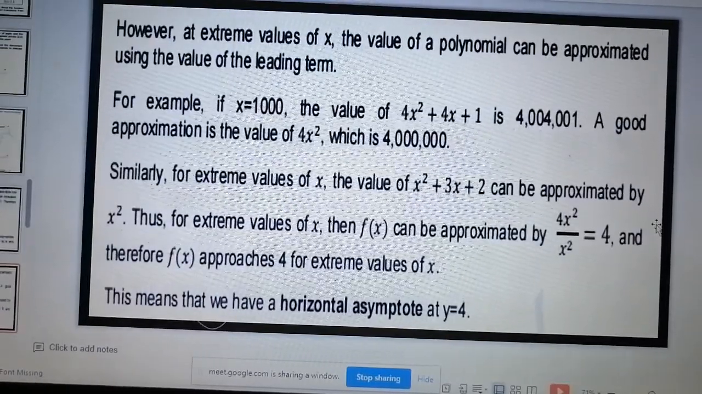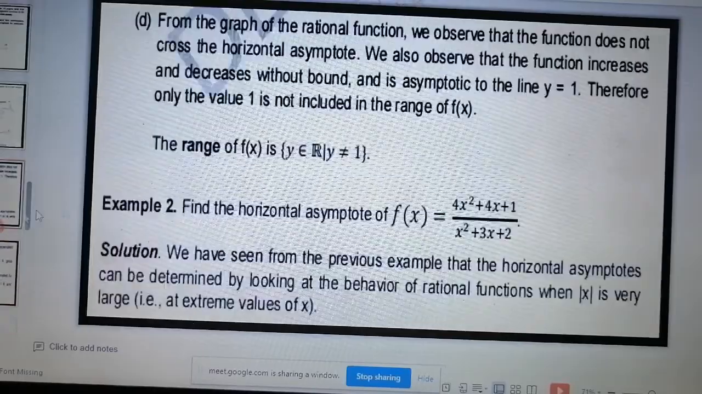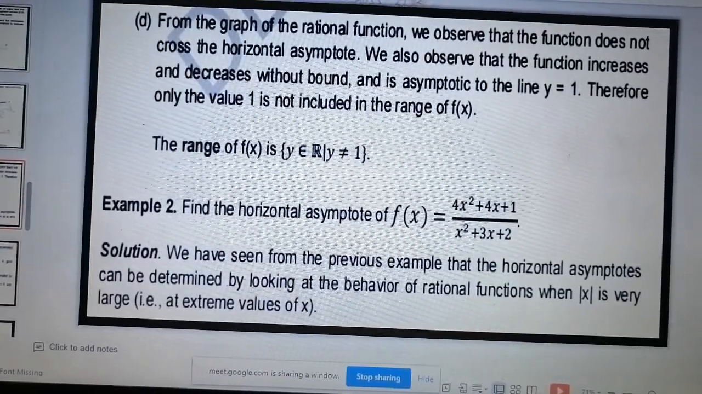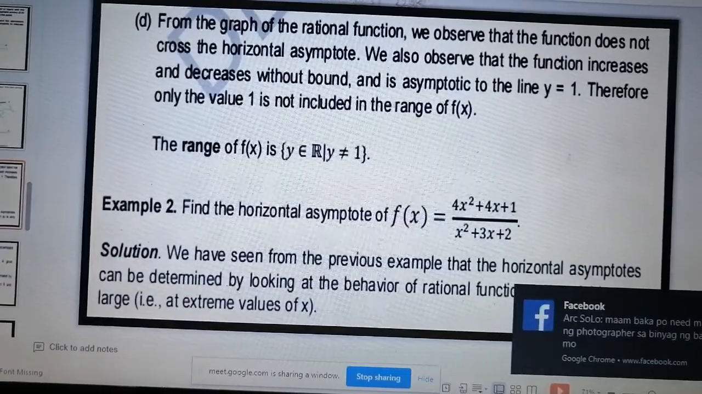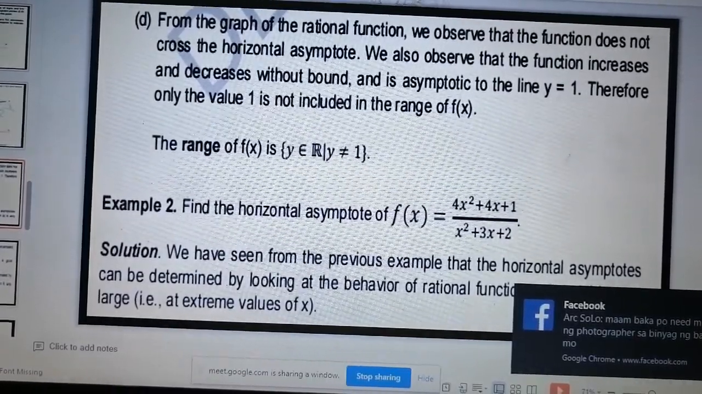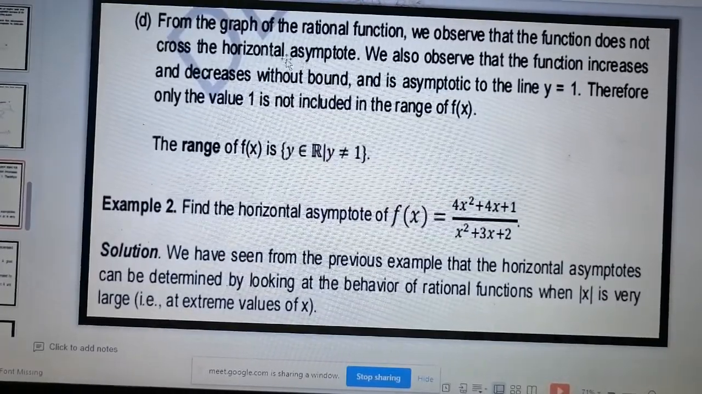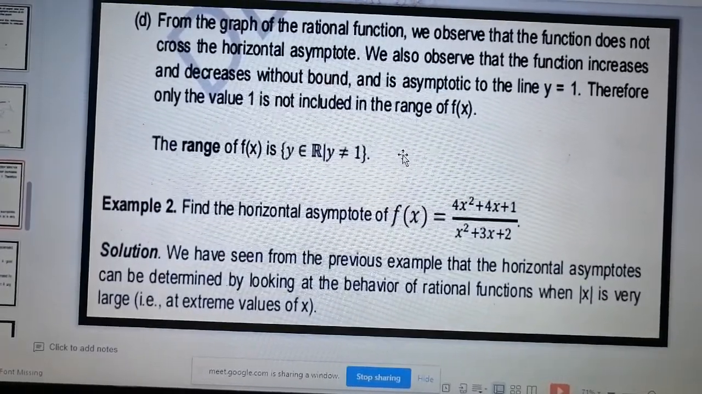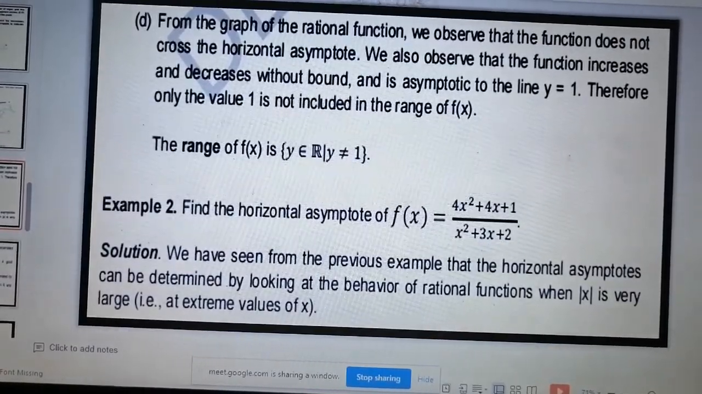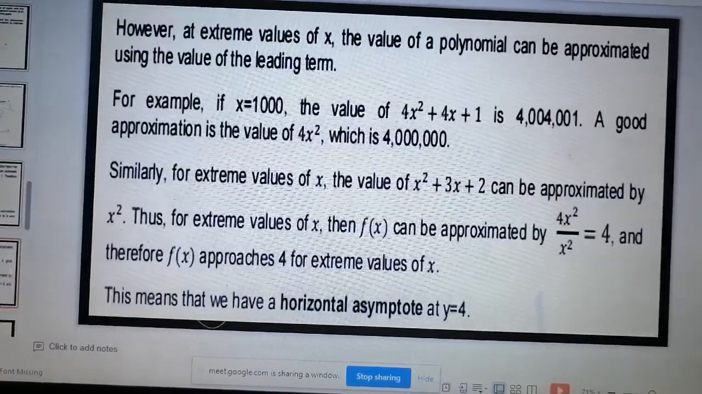Oops. Andrea. Sige nak. Mama. Okay, sige nak. Okay. From the graph of horizontal, ito, tapos na. Ito na, example number 2 tayo.